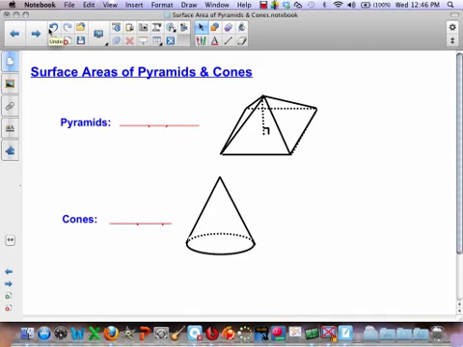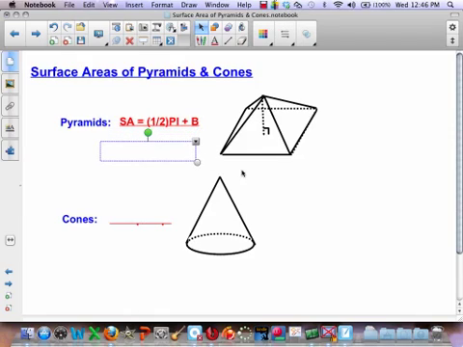Okay, so now that was lateral area. What's missing from lateral area? The area of the base. So for pyramids, it's really easy. It's 1/2 PL plus B. And for a cone, not that big of a deal.